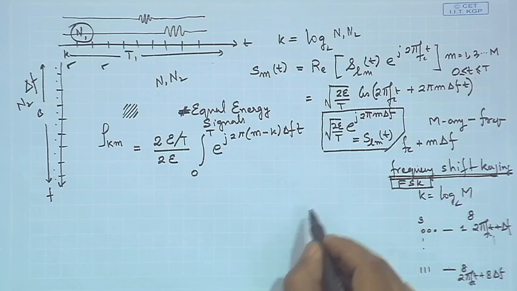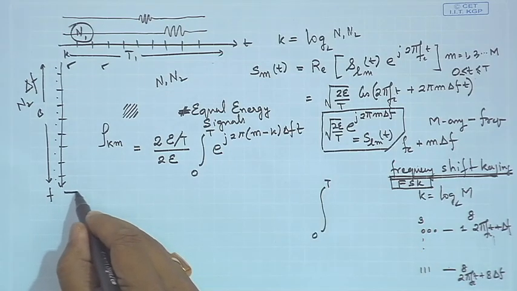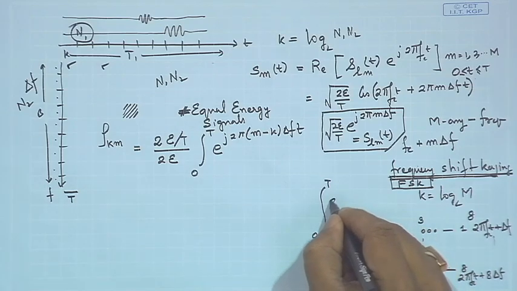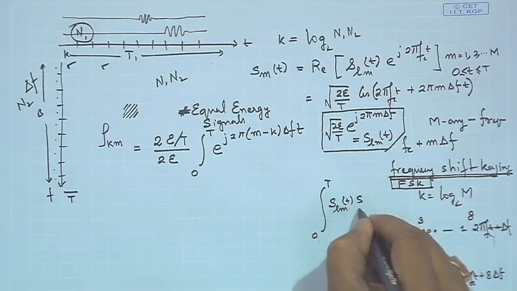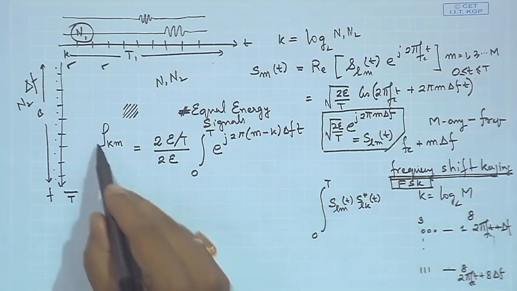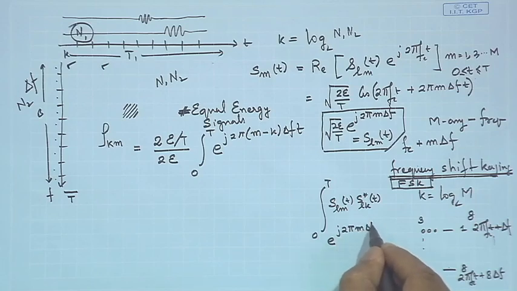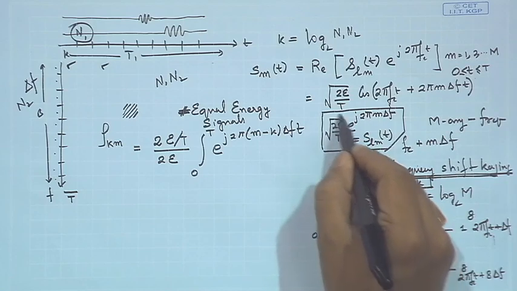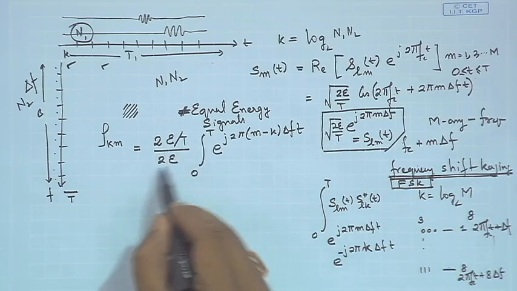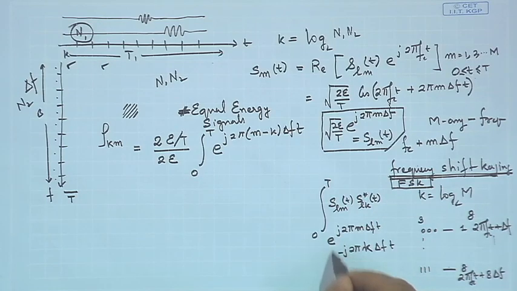So, when we are doing cross correlation, we will be integrating from 0 to T. This is valid for an interval of 0 to T: S L m of t times S L k conjugate of t would give rho k m. That is what we have done, and of course, normalized by the signal energy. So, if you do this, you have e to the power of j 2 pi m delta f t, and the conjugate would give you e to the power of minus j 2 pi k delta f t, and multiplied with the normalization term 2E by T that we have over here, you have e to the power of j 2 pi m minus k delta f t.